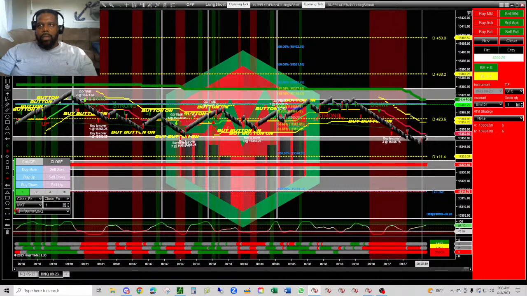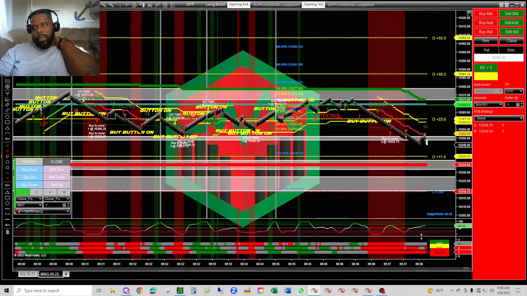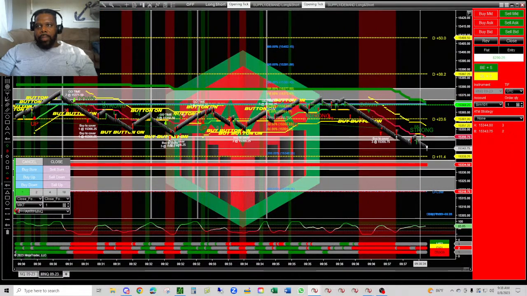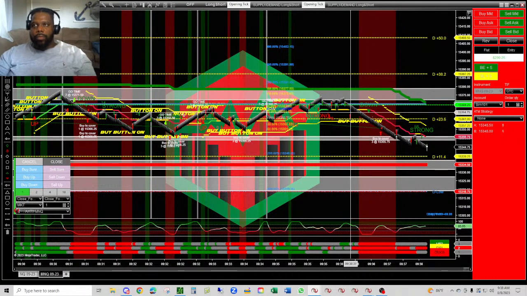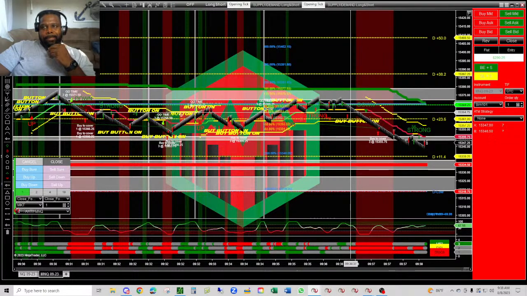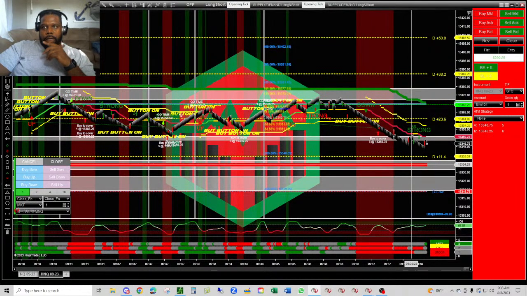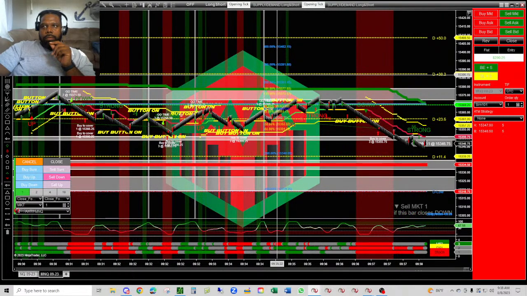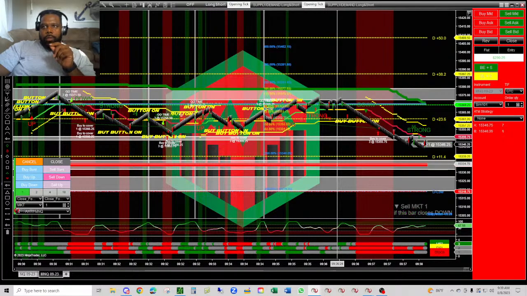Now, this MFI, once you get up here to this green zone, I'm most likely gonna... I missed that one. But just for educational purposes, if I would have took that trade, I'd be in profit right now. Also, this red line here is yesterday's close. Yesterday's close price. Possible support.